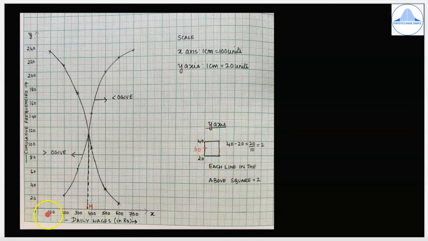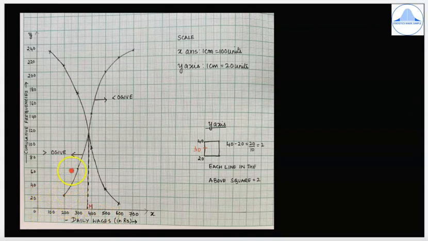Whereas for the x-axis, here the difference from 0 to 100 is 100, and after that also the difference remains as 100. So it means that if this is 0, the next line will be 10, then you'll have 20, 30, 40, 50, 60, 70, 80, 90, 100. So this is how you will know the value of each line in a square.